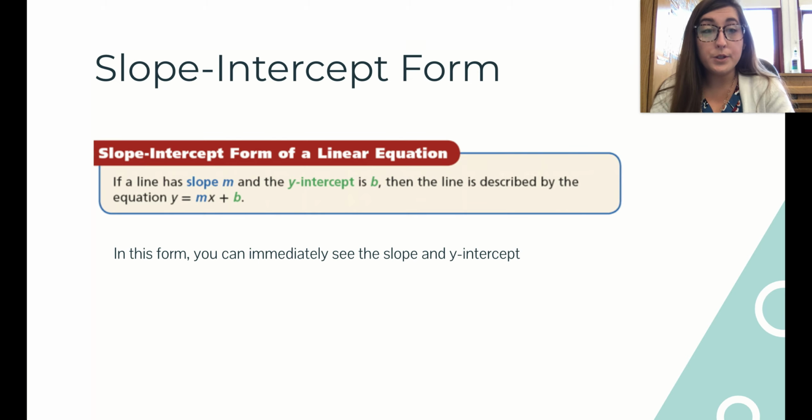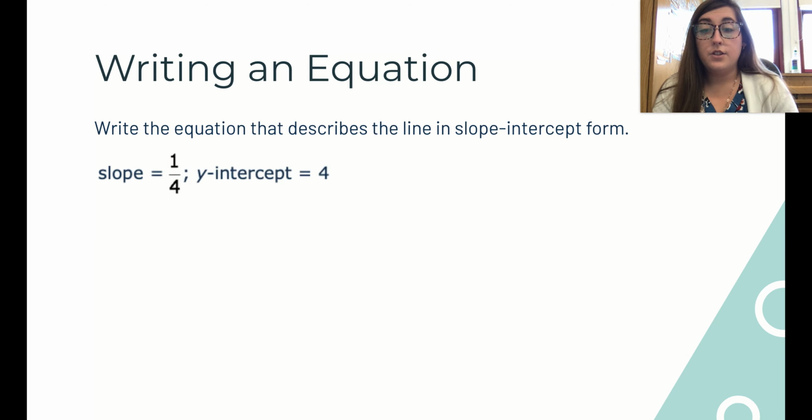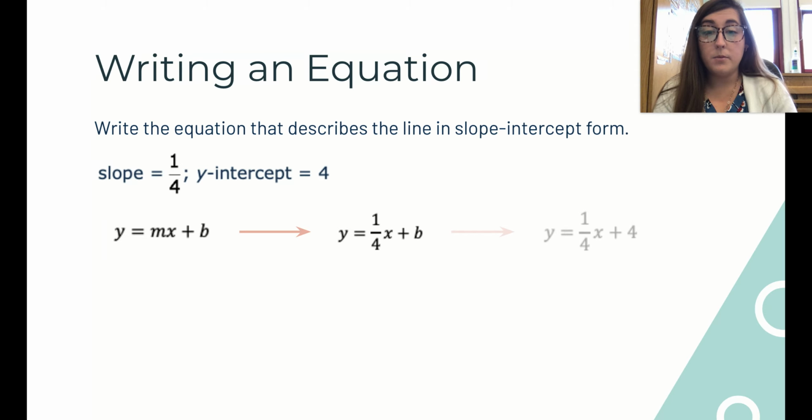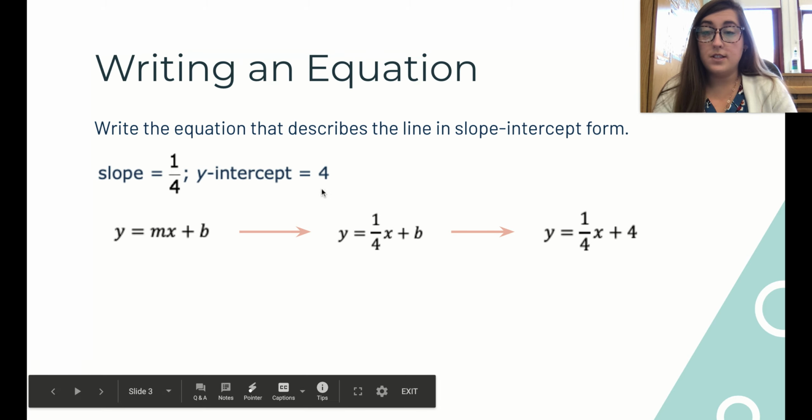If you already know what your slope is and you already know what your y-intercept is, you can just plug the information directly into the equation and you'll have your equation for your linear function. So for our first example, that's exactly what we are given. We are given our slope and we are given our y-intercept. So if we're starting with y equals mx plus b, we can directly plug in 1/4 for our slope, which is our m value. And then from there, we can directly plug in 4 for our y-intercept, which is b. And now we have our linear equation for this information here, which would be y equals 1/4 x plus 4.